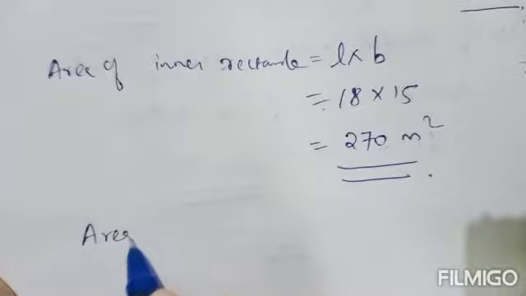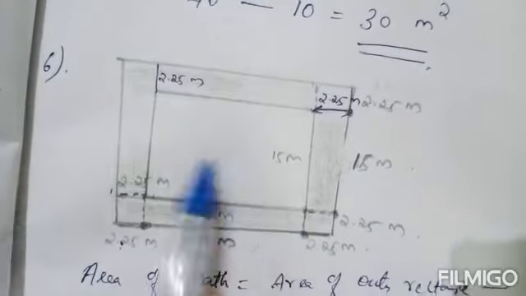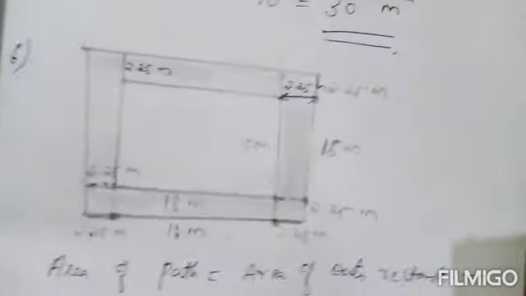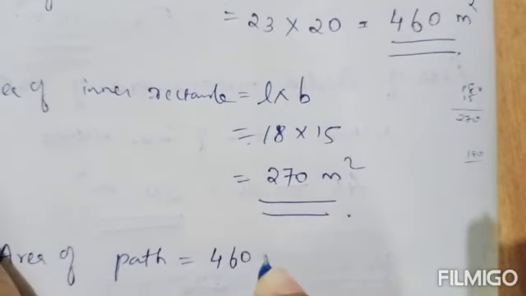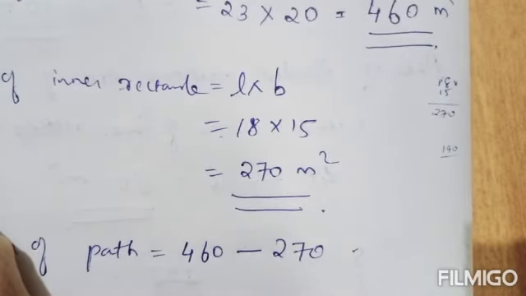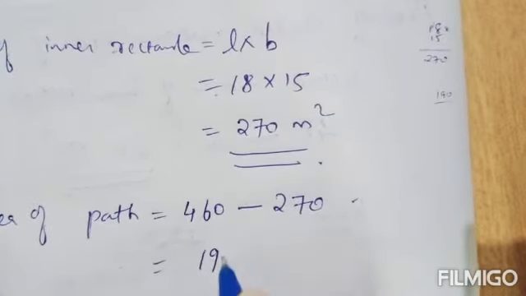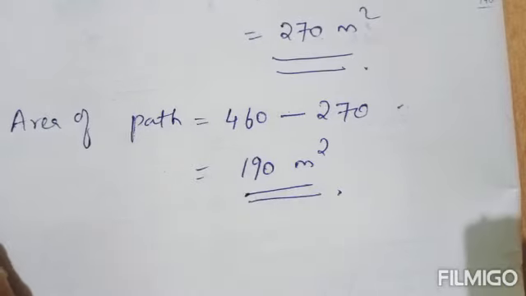So this is the area of the inner rectangle. So how can you find the area of the path? Area of path means area of the shaded portion. You find it as area of outer rectangle minus area of inner rectangle. So the outer rectangle area we got is 460, minus the inner rectangle area 270. So 460 minus 270, you will get 190 meter square. This is the area of the path around that garden.